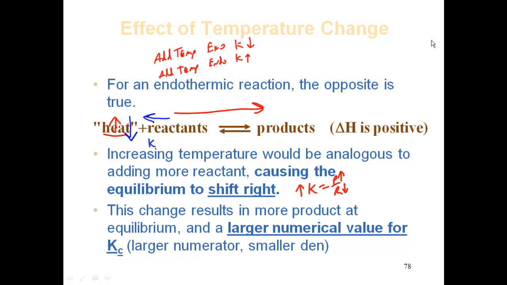If you look at your K, which is products over reactants, if it's shifting to the left, then my products will be going down and my reactants will be going up. Well, then my K will be getting smaller. So the opposite effect is happening.